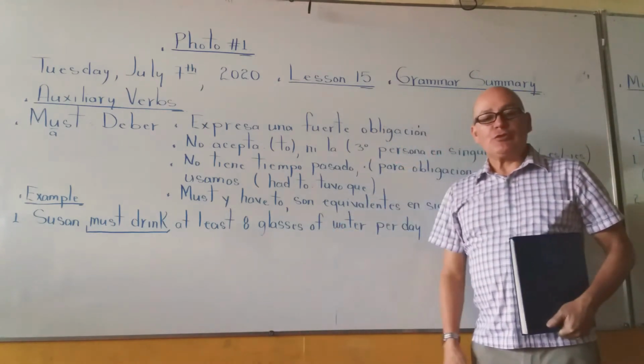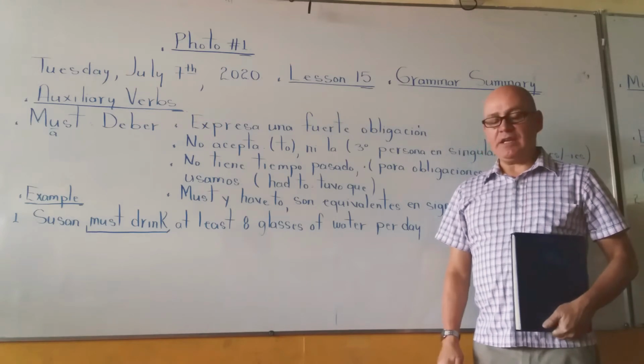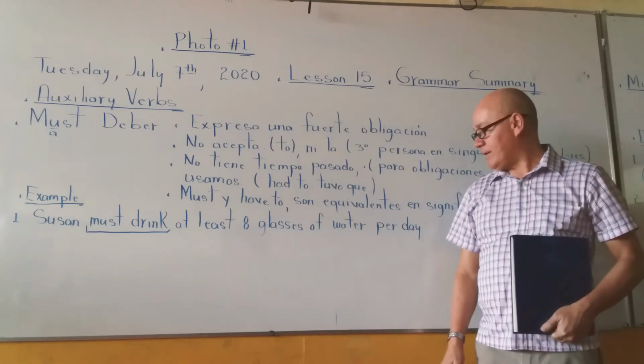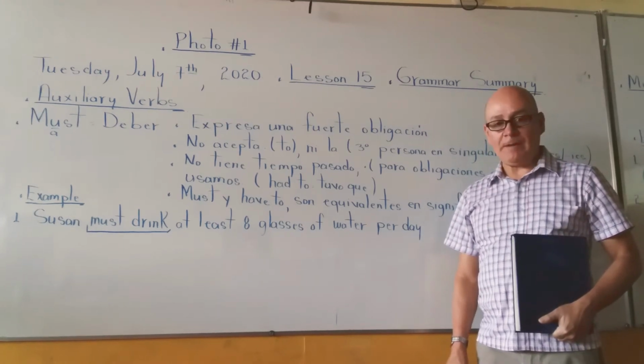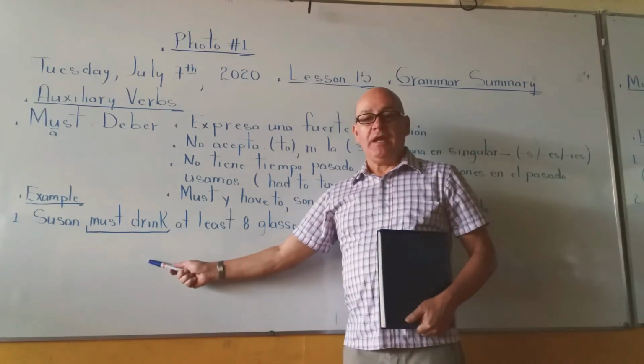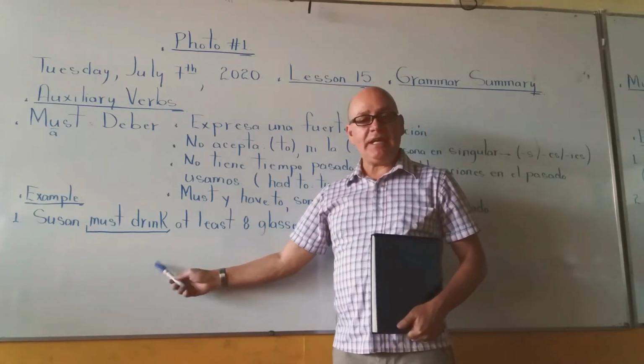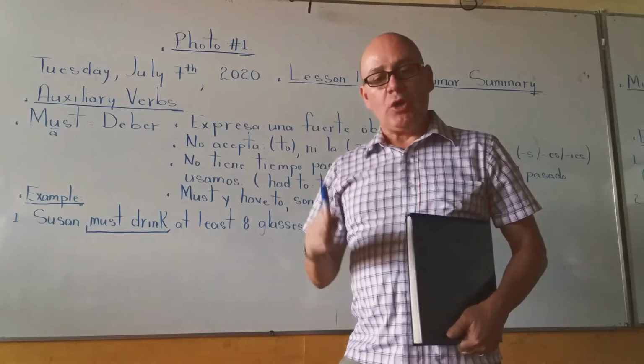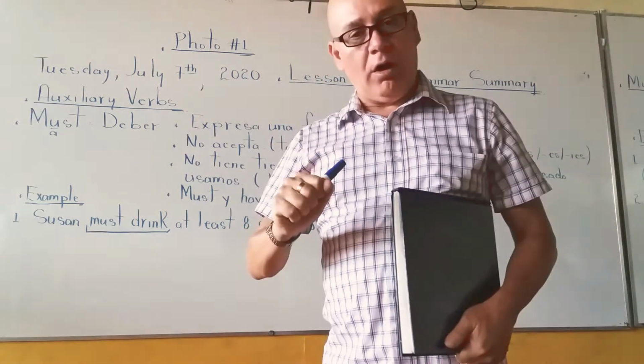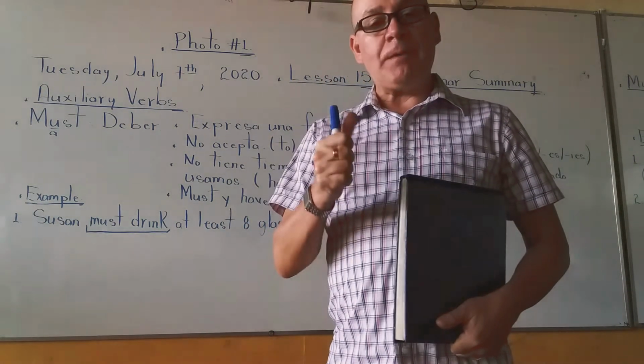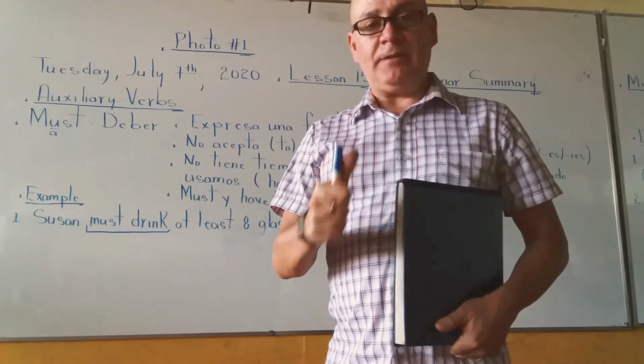Example: Susan must drink at least 8 glasses of water per day, or every day. If you see right here, it's indicating a strong obligation. We must work hard if we want to have a better lifestyle.